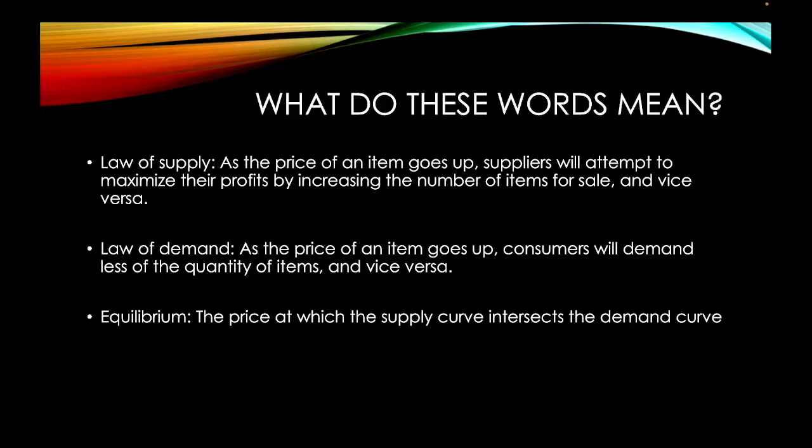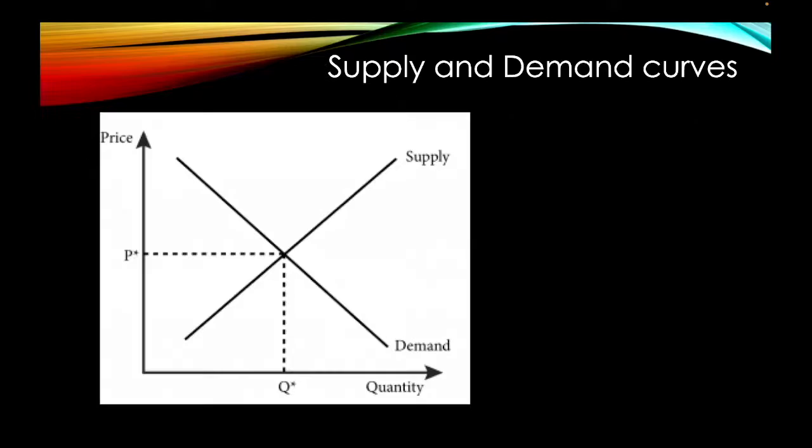For the law of demand, as the price of an item goes up, consumers will demand less of the quantity of items, and vice versa, meaning as the price of an item goes down, consumers will demand more of the quantity of items. And the equilibrium is the price at which the supply curve intersects the demand curve, and you can see that visually here.